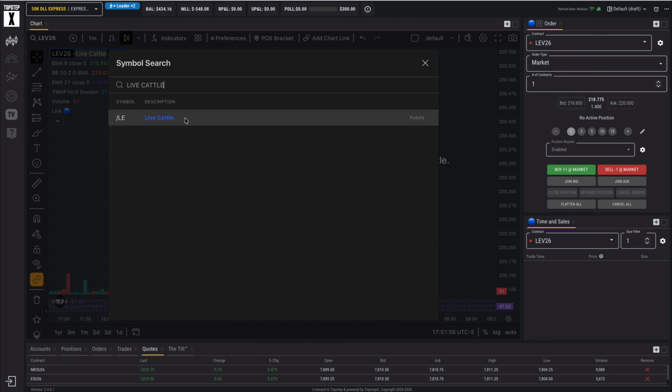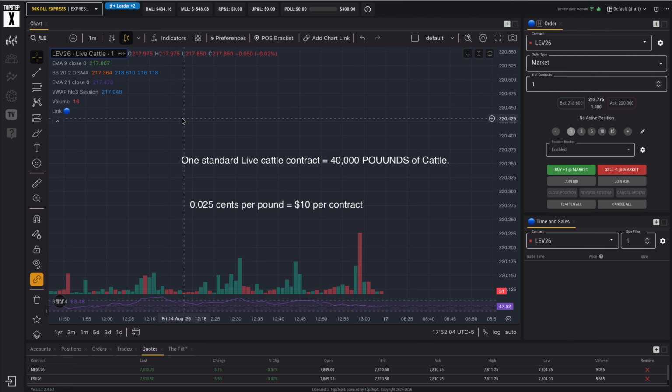But today I am going to show you what live cattle futures are, how much one contract represents, how much each movement is worth, and what the chart actually looks like. So let's go ahead and pick live cattle. And now, as you can see on the top left, we have live cattle LEV26. So what are live cattle futures?